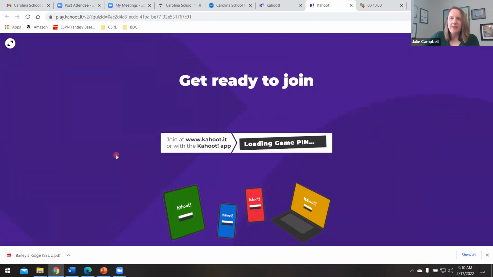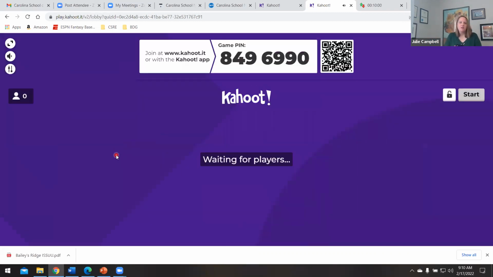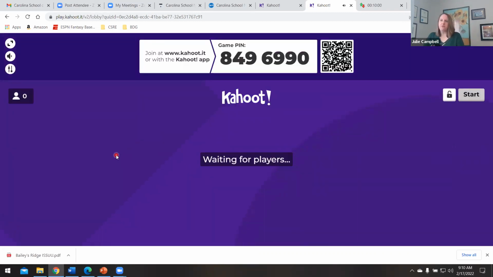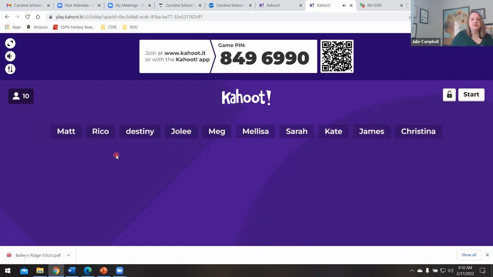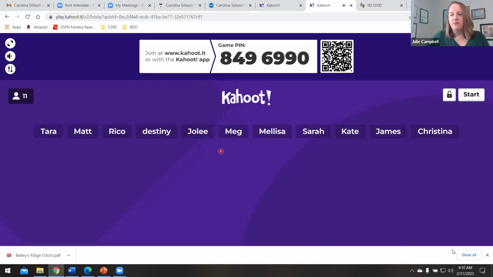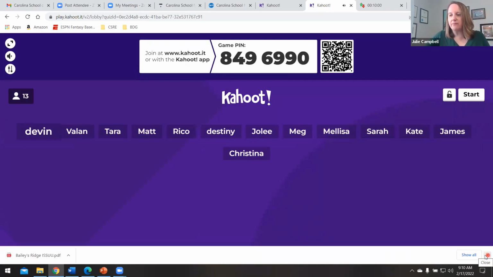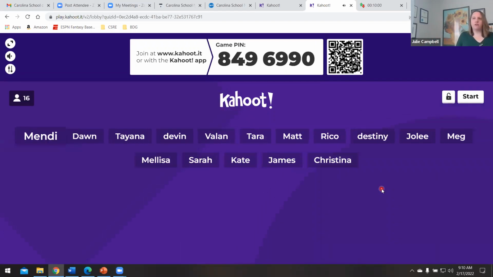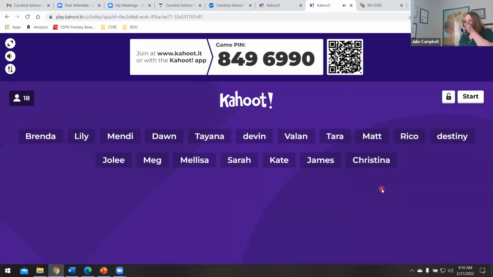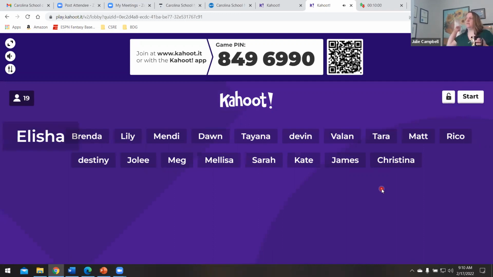So either go into the website, kahoot.it, or you go and get in your app. If you're doing the website or the app, you do 849-6990, or you can scan the QR code. This Kahoot is on units 14, 15, and 21. So this is our financing Kahoot and our closing Kahoot.